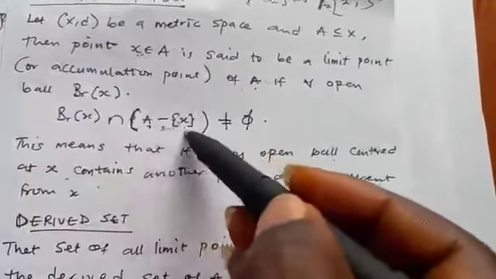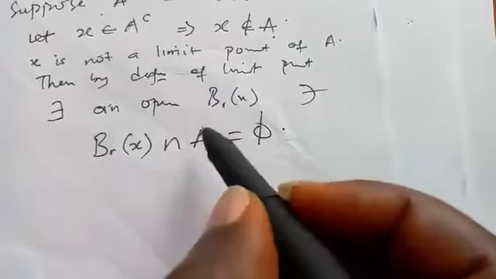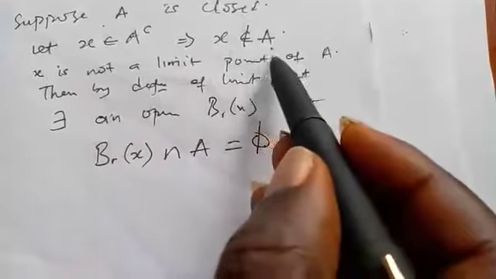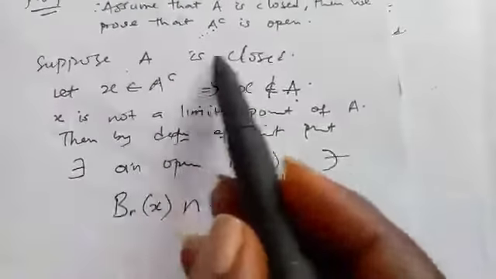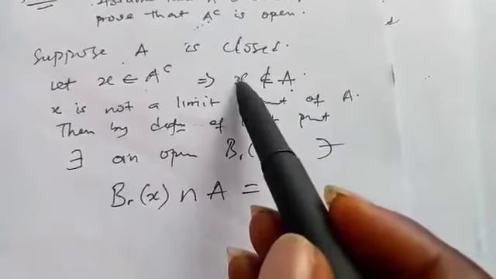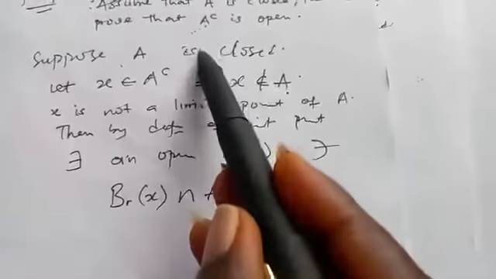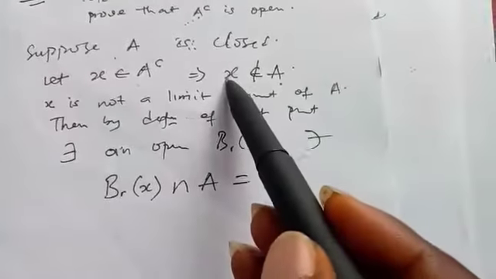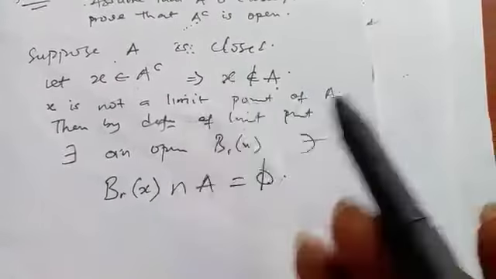But now this shows that it is empty. The reason why we put empty there is because we have agreed that it's not a limit point. Since we have said A is closed, then if S belongs to A, then S must be a limit point of A. But here it shows that S does not belong to A. So that is the reason why we are having the equal to empty set here.